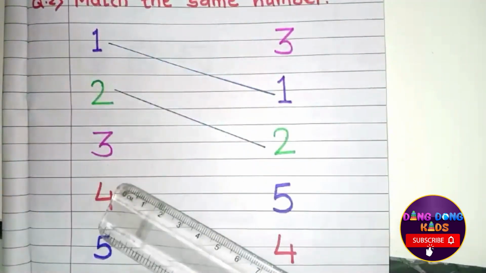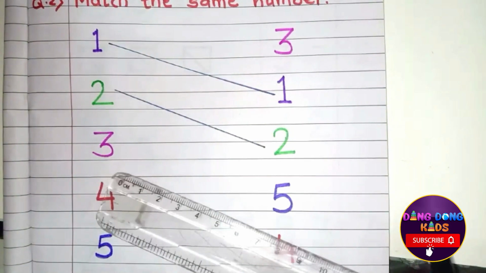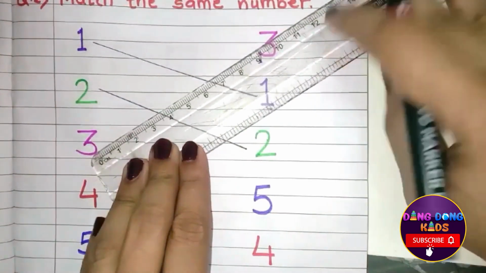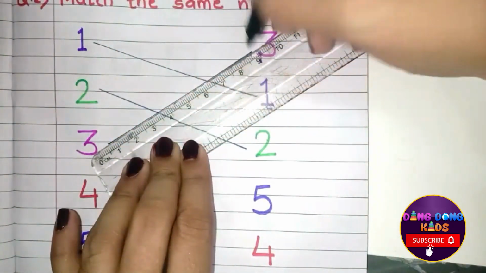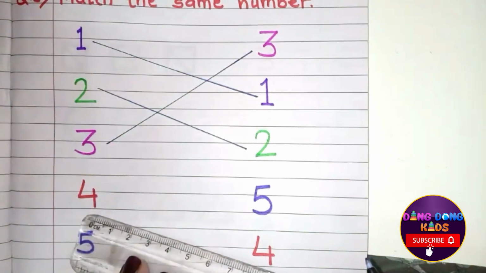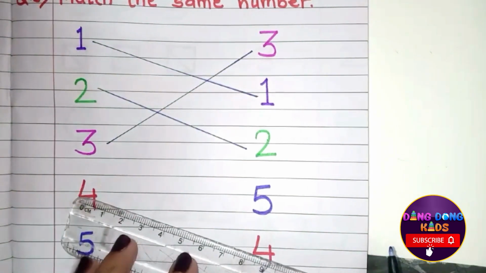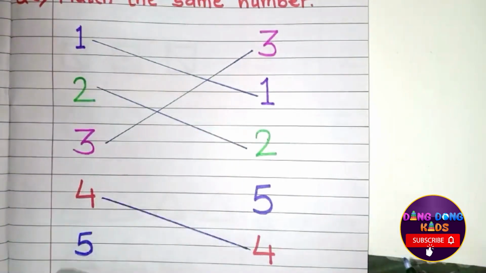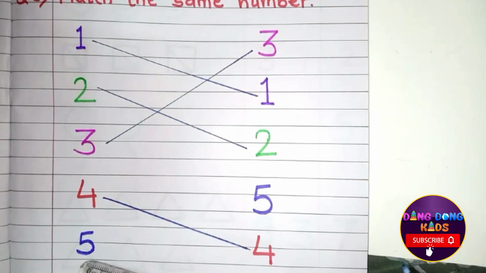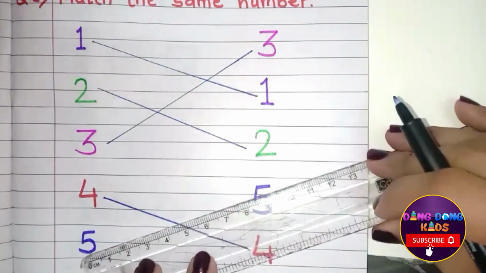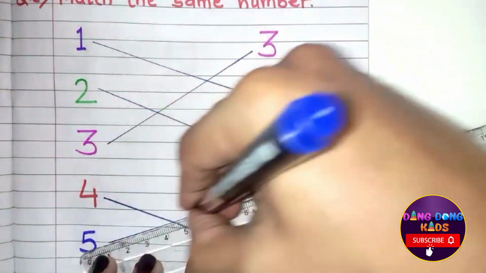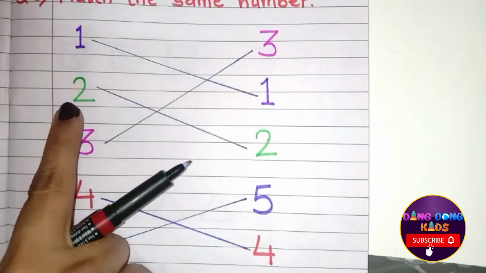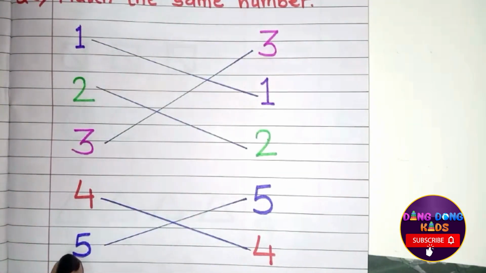Correct. The next one is number 3. Find out where is number 3. Here. Number 4. Tell me where is number 4. Correct. And the next and last one is 5. Here is number 5. Let's repeat again. 1, 2, 3, 4, 5.